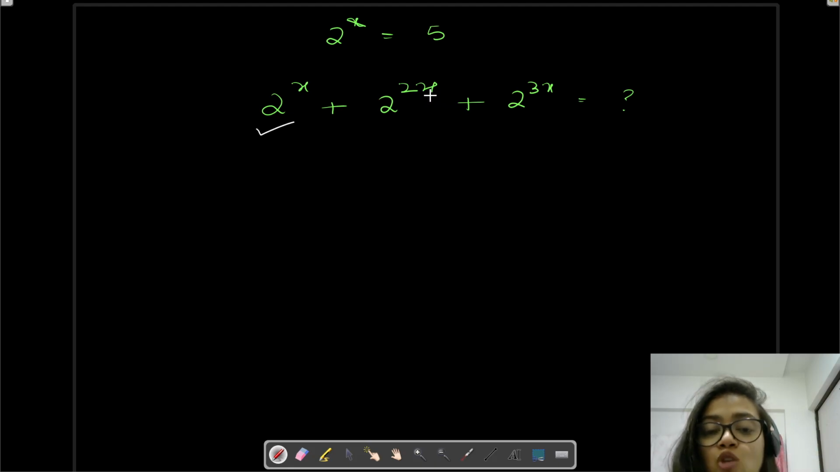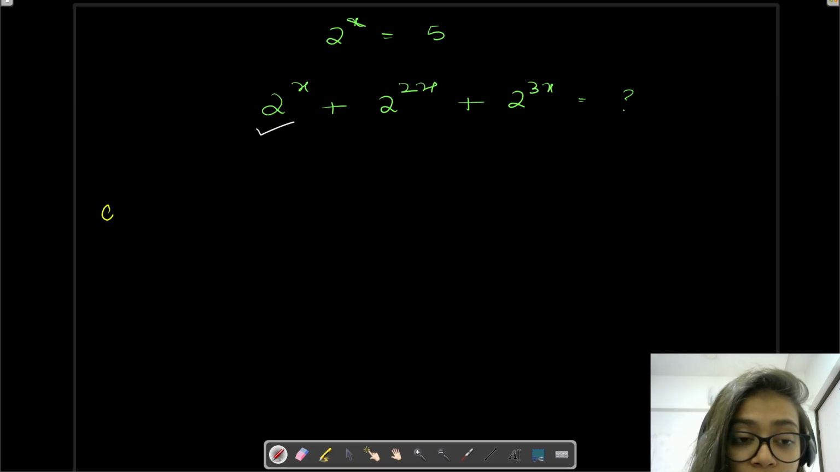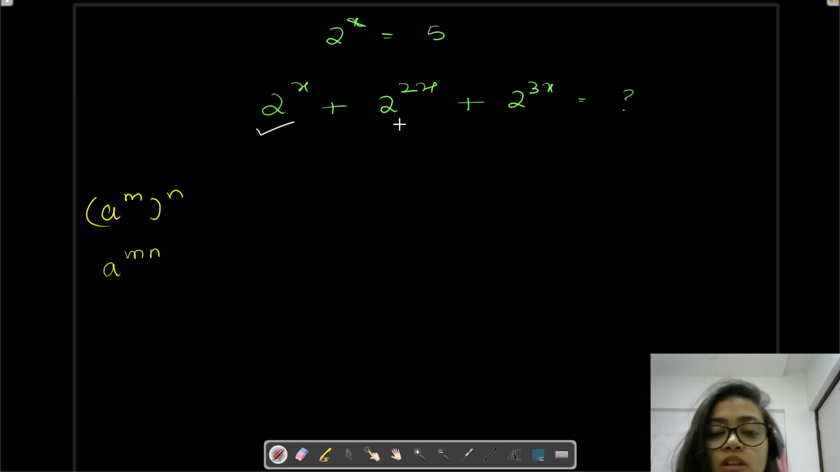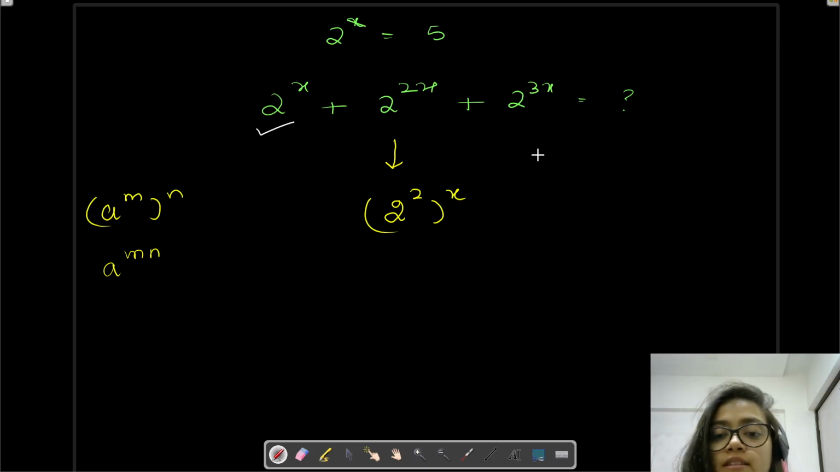Now here we need to apply the opposite of the power of a power rule. You remember the power of a power rule? It says that if you have a raised to m, and this is raised to n, we get a raised to m times n. And we need to do its opposite. So in the 2 raised to 2x term, I can write it as 2 raised to 2 whole raised to x. This can be written as 2 raised to 3 whole raised to x.